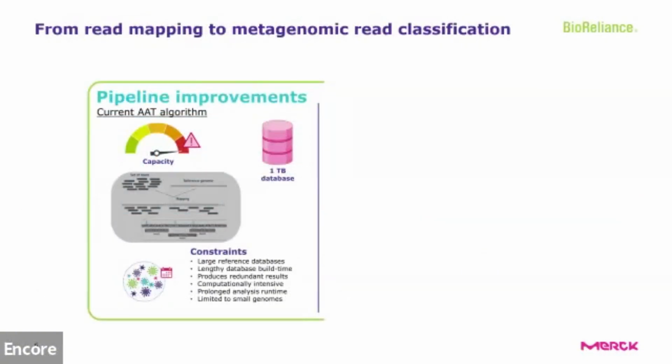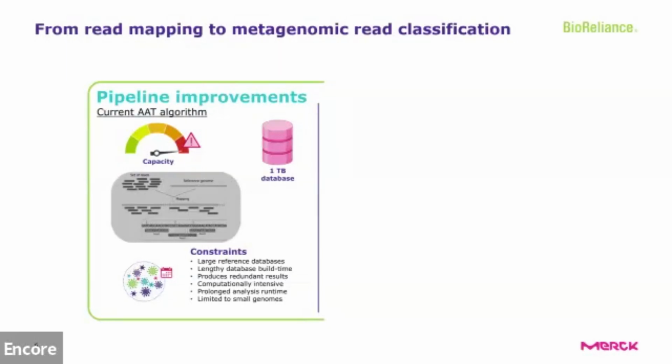So our current AAT pipeline, even though I just said the K-mer one is validated, I mean the one that we're using right now, the read mapping based approach, is at max capacity, as you see on that gauge, because our database is over 1 terabyte in size. Building that database takes a lot of time.